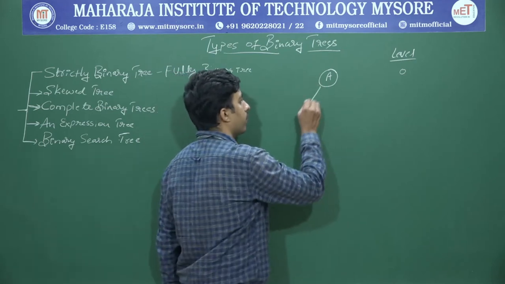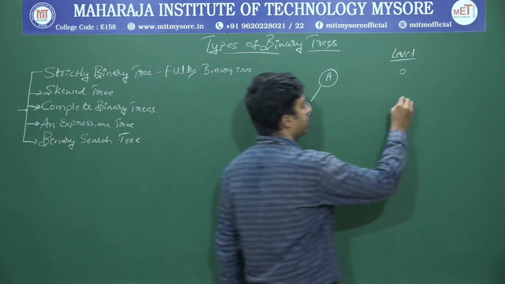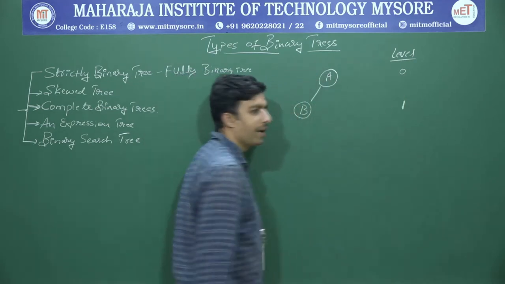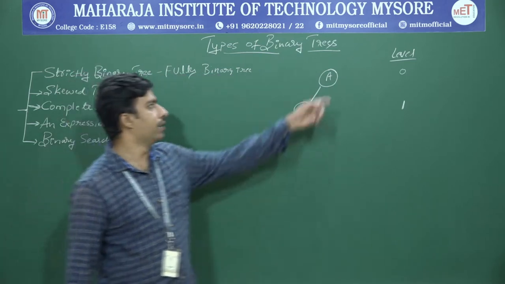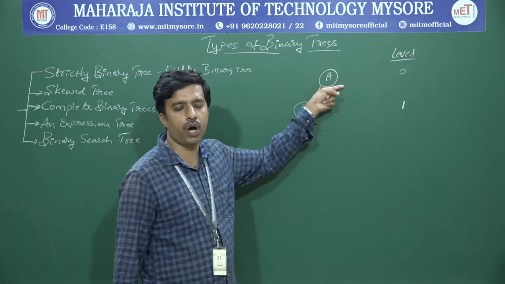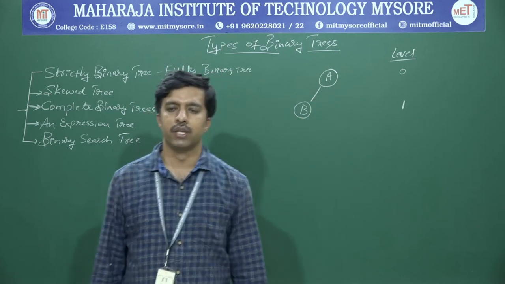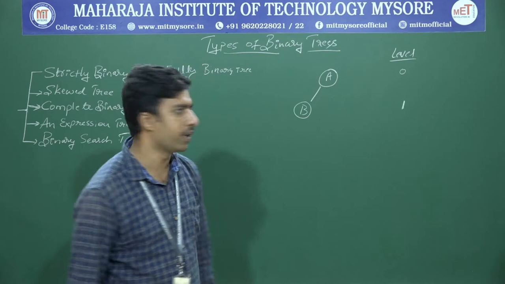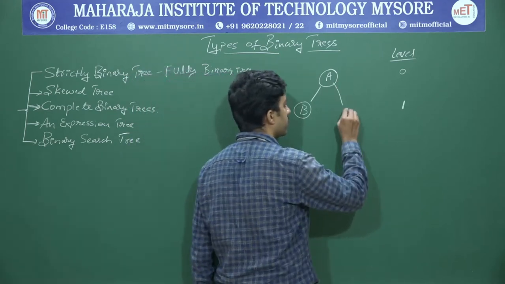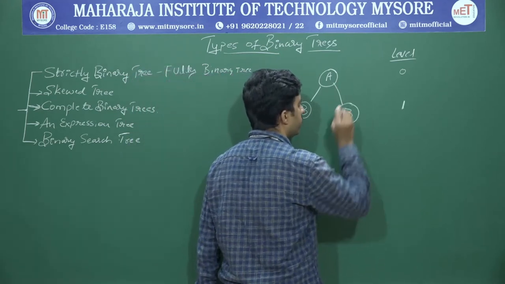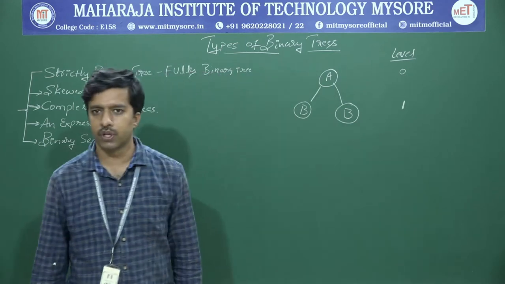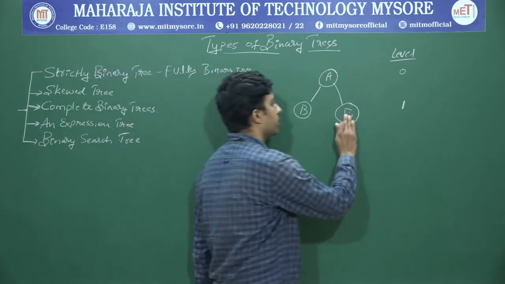Now we are going to check that. B, this is my level 1. Now is it a complete binary tree? It should consist of 0 or 2 children. Check that: it has only 1 child. You can't consider this as a strictly binary tree or complete binary tree, since each node should consist of 0 or 2 children.